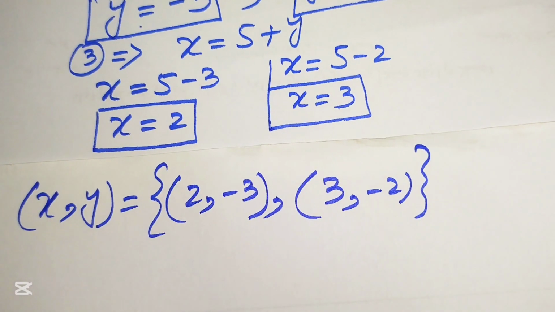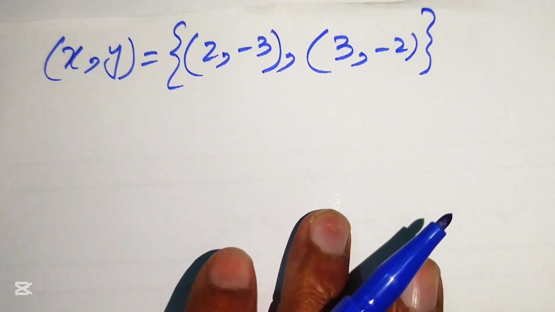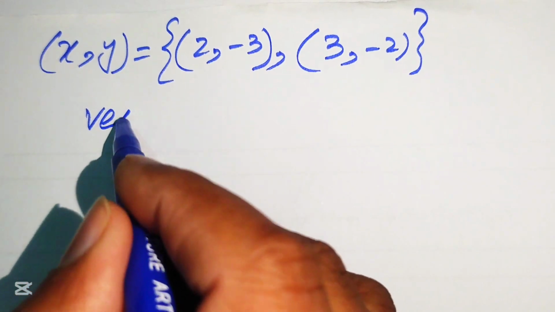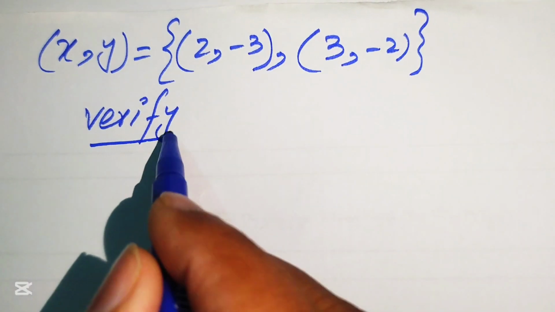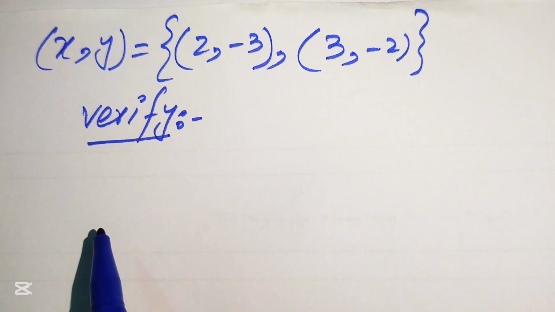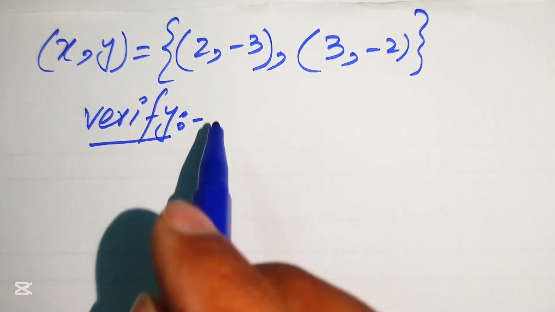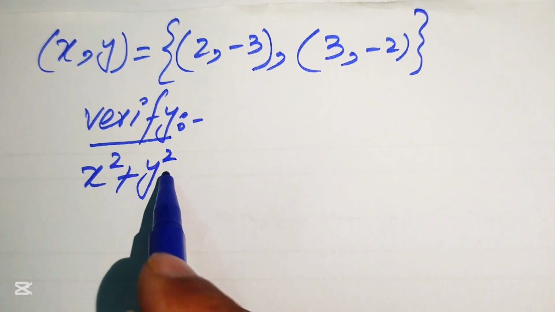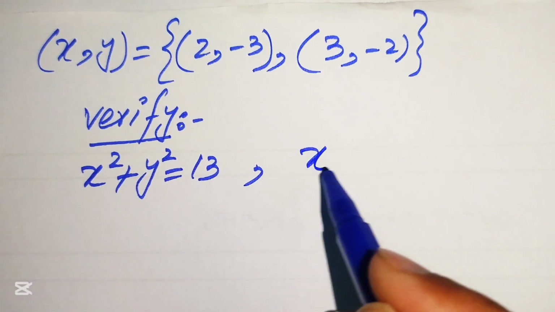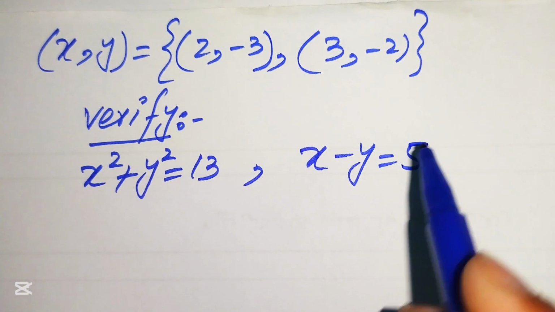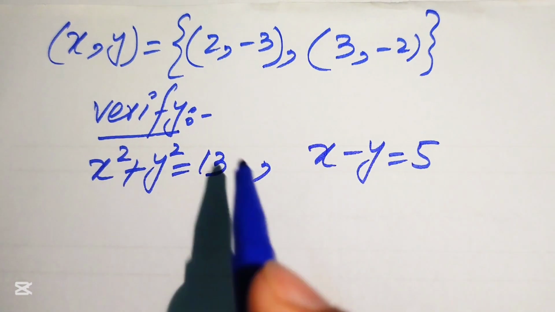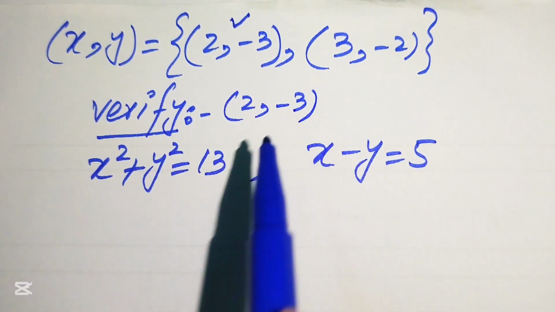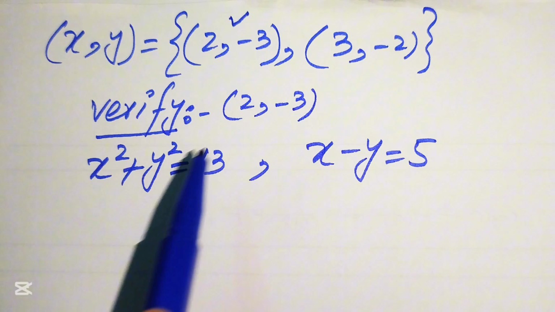Here we will verify this solution set. I can verify one solution of this equation, and I leave the second solution up to you. You can check the second solution by yourself. First, we copy down the given equations. The first equation is x square plus y square equals to 13. The second equation is x minus y equals to 5. So I can verify this solution. According to this solution, we copy down 2 and minus 3, so we put x is 2 and y is minus 3.